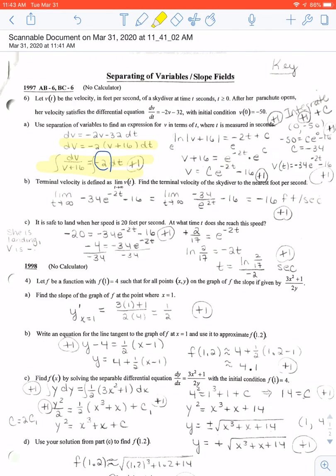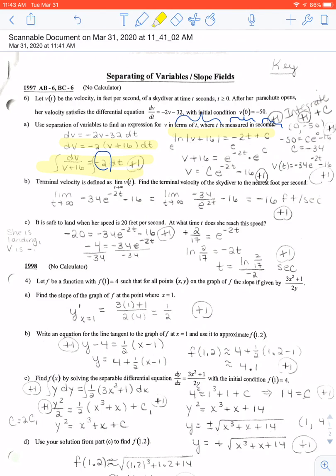If you don't separate those correctly, I don't believe they give you any more points for this part of the problem. So it's really important that you do that. Then you can integrate both sides. How do they give points for that? They give you a point for integrating the left side correctly, a point for integrating the -2 dt correctly, and another point for the plus c. So you could earn 4 points there.